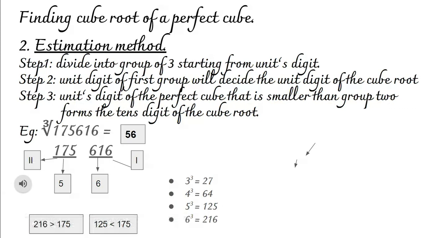So let us try one more example of finding cube root by the estimation method. Next, we are taking a number, that is, find the cube root of 110,592. Here also 6 digits are there, so we will get 2 groups of 3, isn't it? So what are the groups we can see? The first group is 592. And what is the second group? That is 110. So our first step is over. Now we have to move to the second step. What is our second step? We have to see the unit digit of the first group. So the first group is 592 and its unit digit is 2.